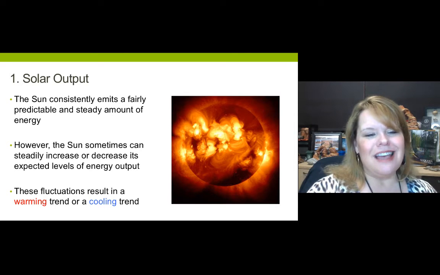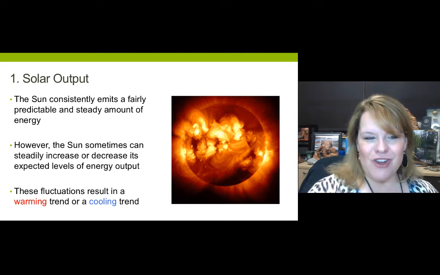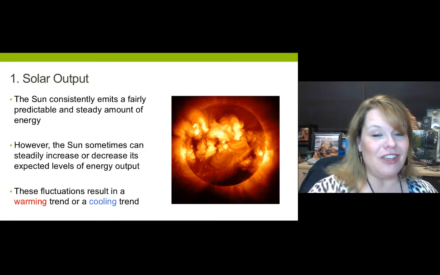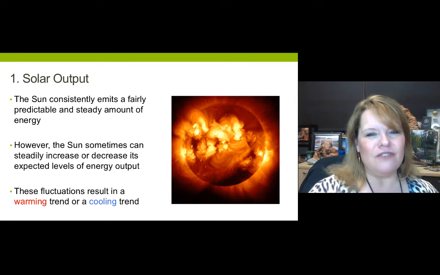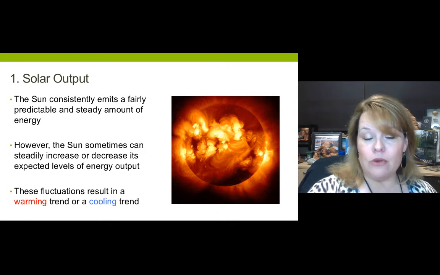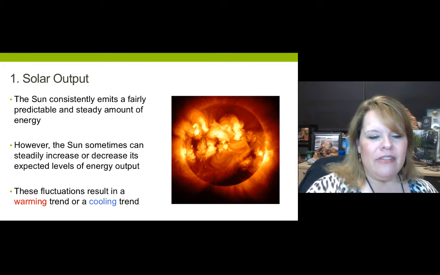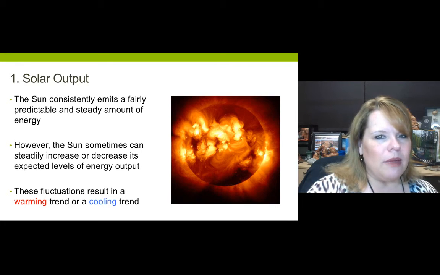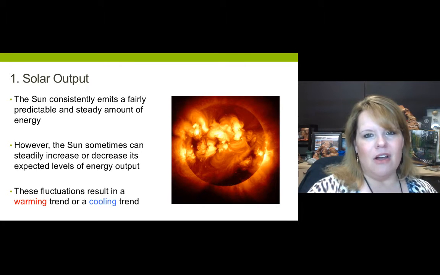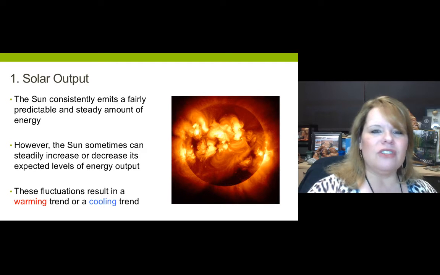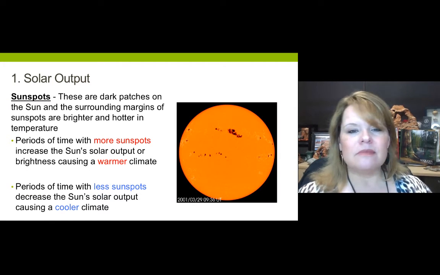Solar output. The Sun consistently emits a fairly predictable and steady amount of energy. It's been doing that for billions of years. However, the Sun sometimes steadily increases its output or it decreases its output of energy. This can happen because of things like sunspots or solar flares or solar prominences. These fluctuations result in either a warming or a cooling effect, depending on if it's emitting more or less. Obviously, if it's emitting more energy, you have a warming. If it's emitting less, you have a cooling effect.